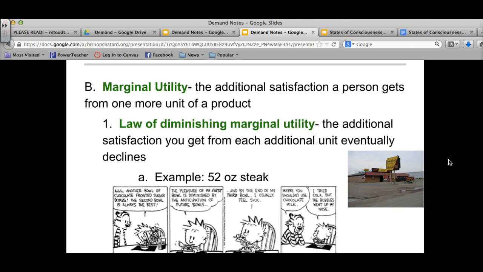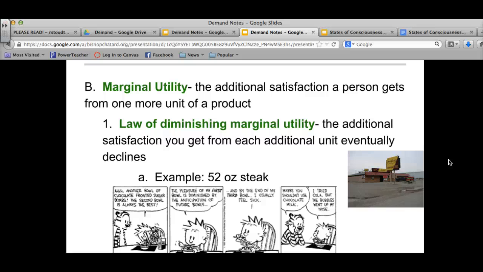Here's another example, another Calvin and Hobbes example. So this one actually has Hobbes in there. So here we go. We have Calvin pouring a bowl of cereal, and he says, another bowl of chocolate frosted sugar bombs. The second bowl is always the best. He says, the pleasure of my first bowl is diminished by the anticipation of future bowls, and by the end of my third bowl, I usually feel sick. Hobbes says, maybe you shouldn't use chocolate milk. Calvin says, I tried cola, but the bubbles went up my nose. As a parent, that's incredibly funny and disgusting.